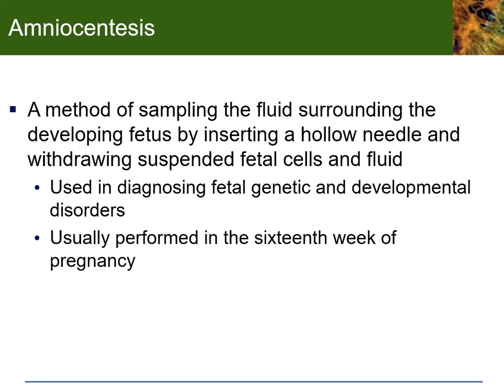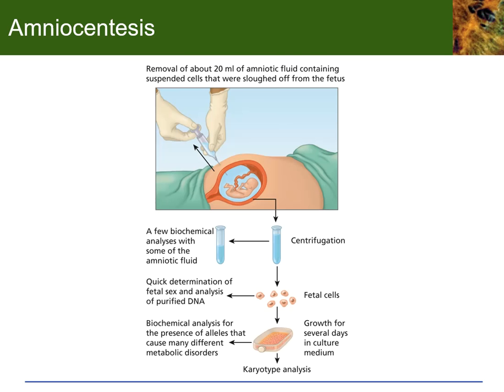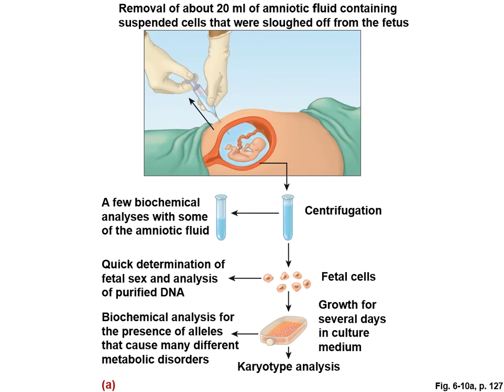Amniocentesis is a method of sampling the fluid surrounding the developing fetus by inserting a hollow needle and withdrawing suspended fetal cells and fluid. It's used in diagnosing fetal genetic and developmental disorders, usually performed the 16th week of pregnancy. So it looks like this. Let me see here, close up. So in amniocentesis, the syringe needle is inserted through the wall of the abdomen and uterus to collect a sample of amniotic fluid. The fluid contains fetal cells that can be used for prenatal, chromosomal, or biochemical analysis. So you see here a woman undergoing amniocentesis.